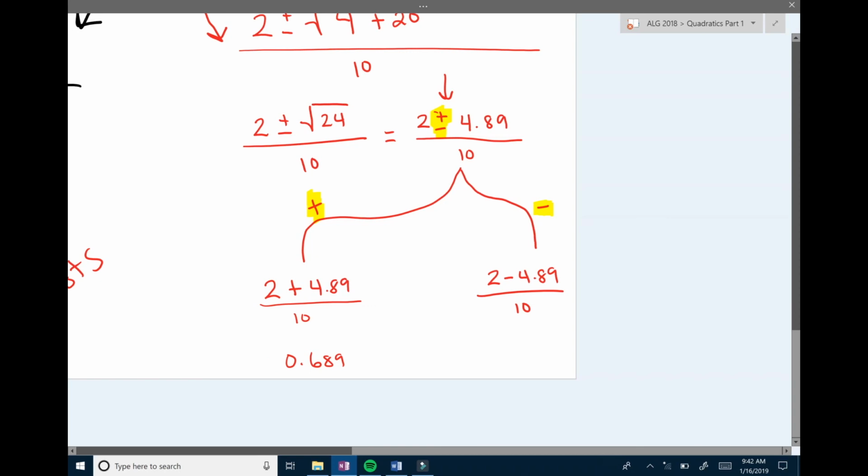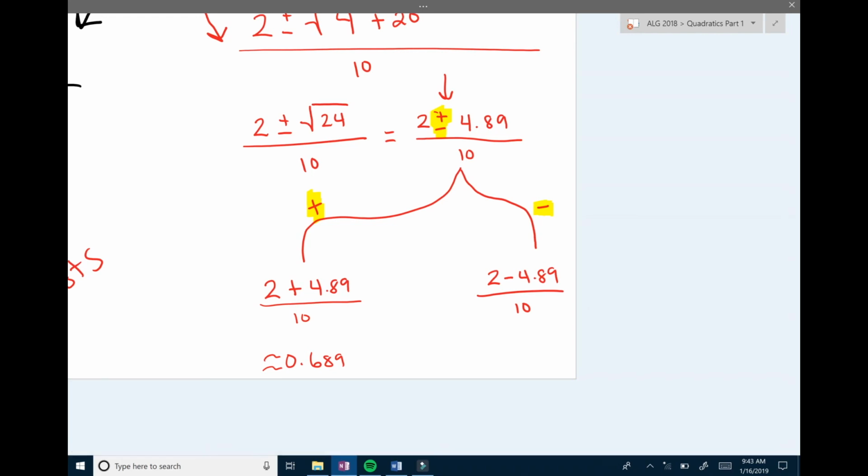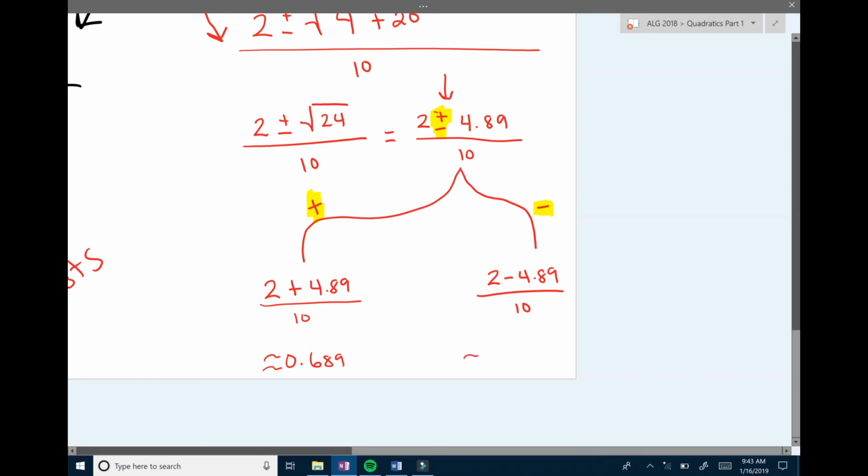And it's about, since I estimated. Okay, so again, all that I did was put 2 plus the 4.89 and divide it by 10. Now let's do the other one, but instead of adding it, I'm going to subtract it. So that's 2 minus 4.89, divide that by 10. Now, 2 minus 4.89, divide that by 10, and I get an answer of negative 0.289.